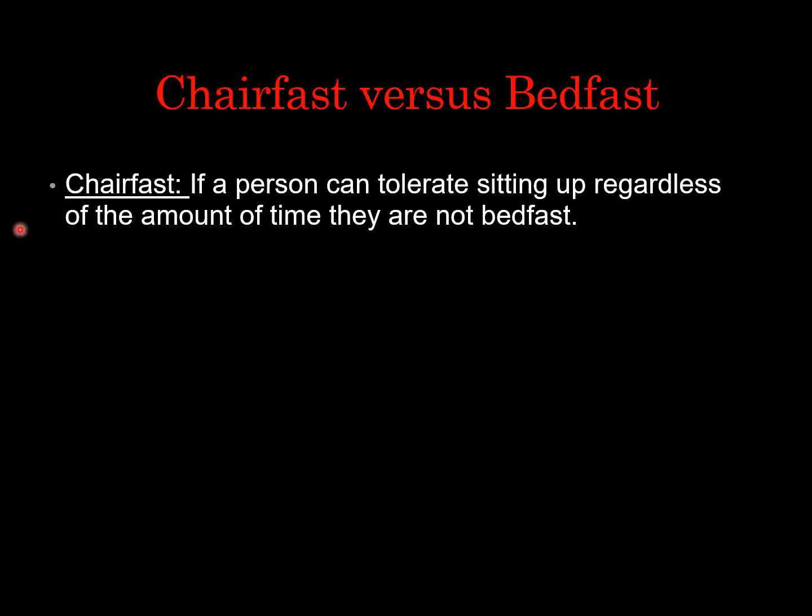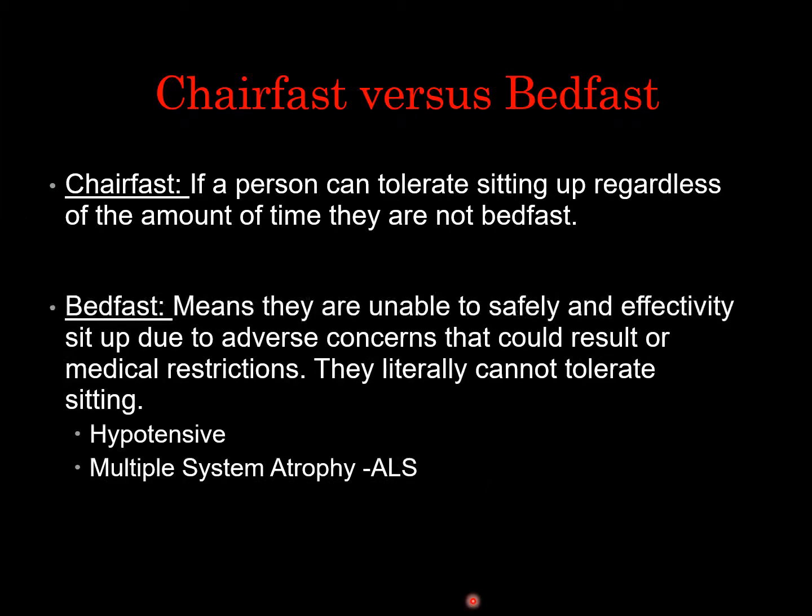If they can be out of bed for any length of time and not be adversely affected by being up, then chair fast is appropriate. But bed fast means they're not able to be up out of bed, and this is mainly due to having medical issues once they're vertical. They could be hypotensive, they could have issues with ALS and multiple system atrophy. They literally cannot tolerate sitting up even for a negligible period of time. It's adverse to them. So keep in mind when looking at chair fast and bed fast, that is a consideration.